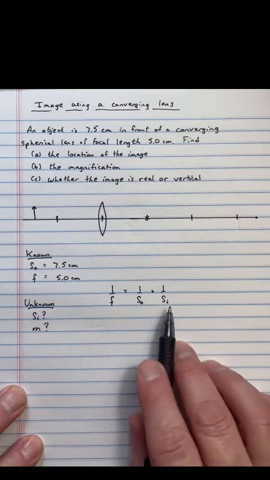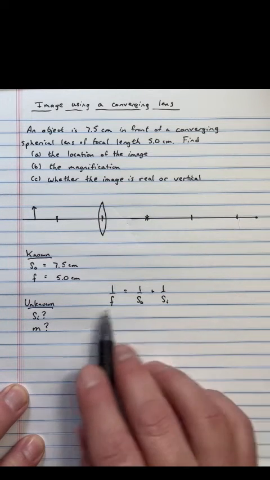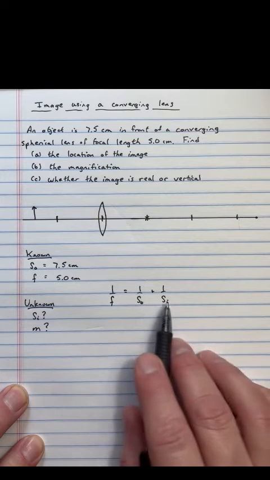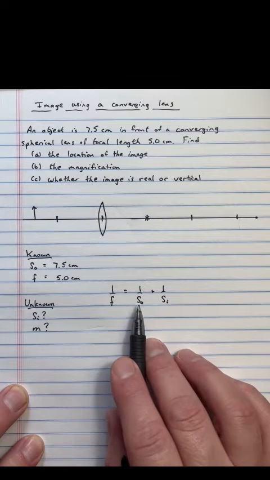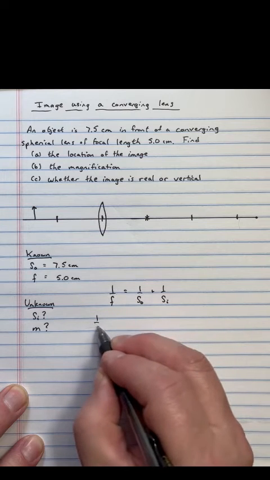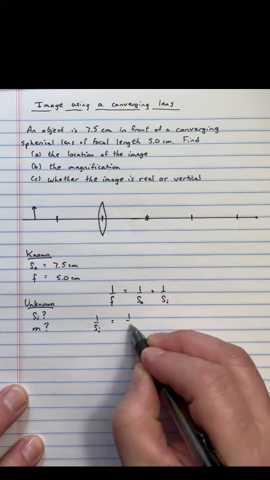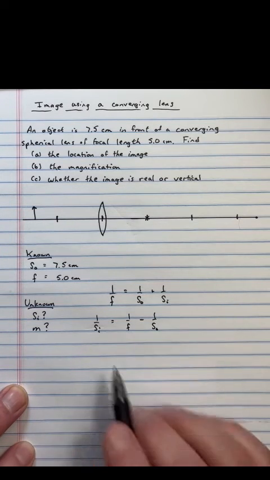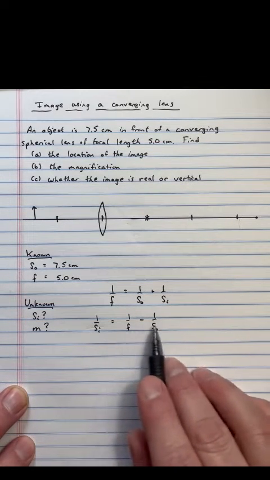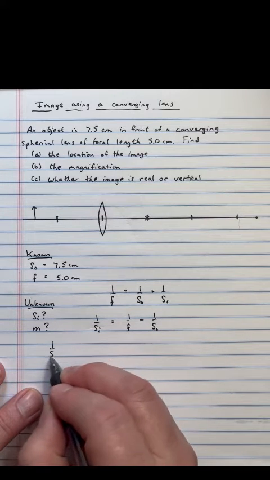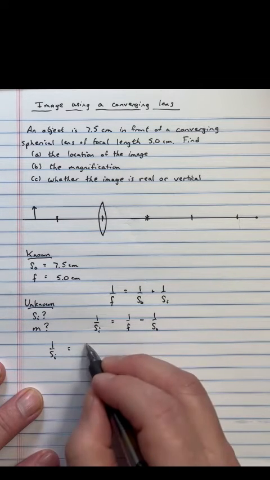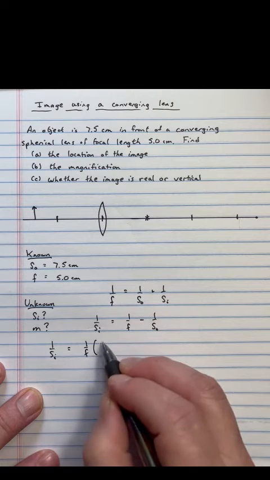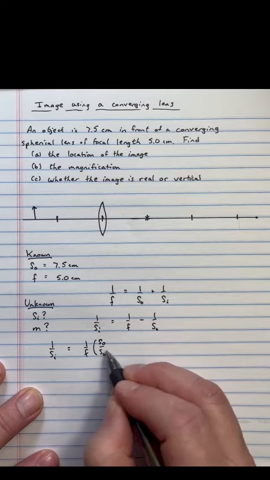So what we want to do is find S_I, right? So to do the algebraic solution, let's subtract 1 over S_O from both sides. And so 1 over S_I equals 1 over f minus 1 over S_O, like that. Okay, next thing is we can't subtract these things directly like this. We need to have them or make them common denominators. So in order to do that, we're going to leave 1 over S_I by itself, take 1 over f, and multiply by the ratio S_O over S_O.